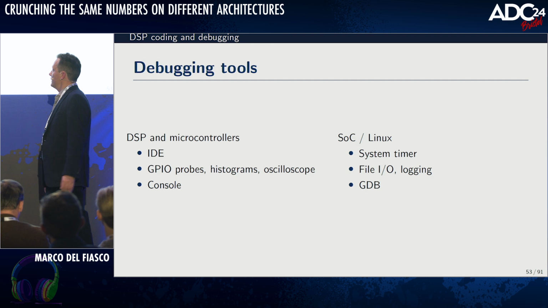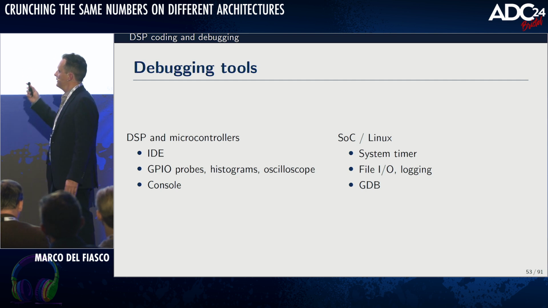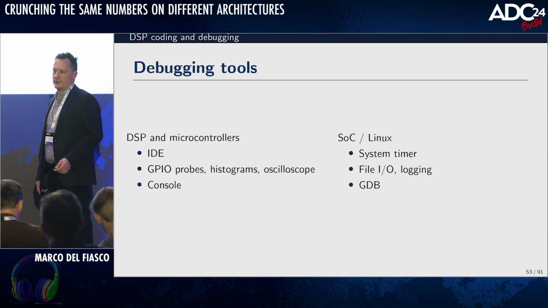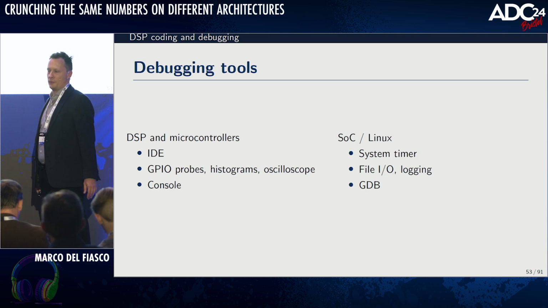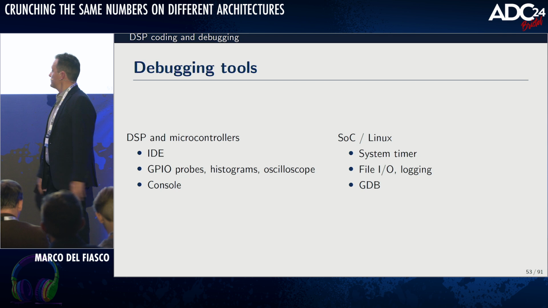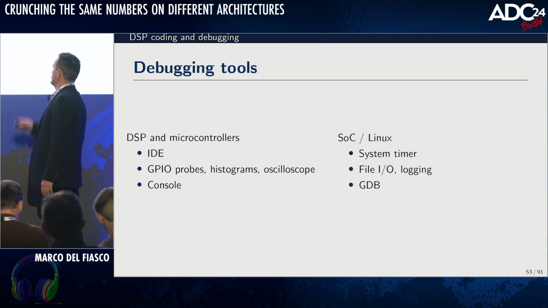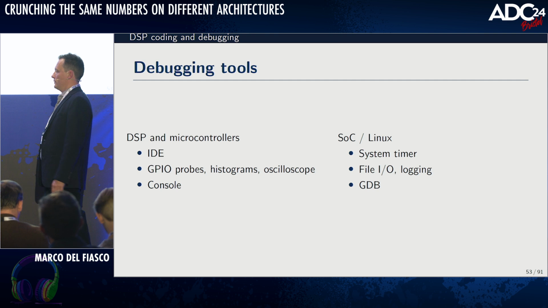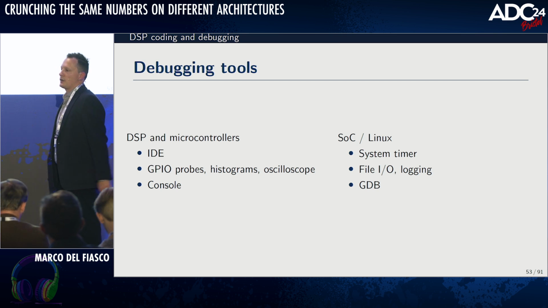Debugging tools. On a DSP or microcontroller, you have IDEs, but GPIO probes, histograms, and the oscilloscope definitely will be your friend here. And you might have a serial console where you can put messages. On Linux, with a system on chip, of course, you can work with more advanced tools. You can use the system timer. You can use the file system to load the test vectors and store the data, and of course, you have GDB.